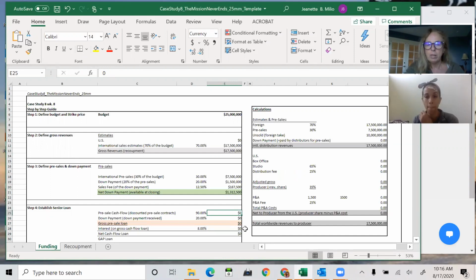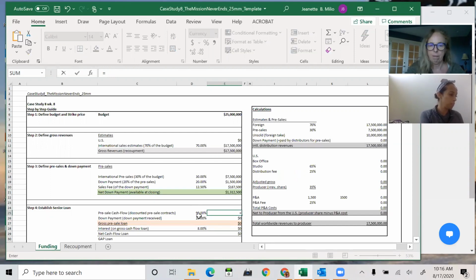Okay, so when the bank only gives us 90% of our pre-sales, it's 90% of $7.5 million, right? Gotcha, okay. So how much is that? Tell me what 90% of $7.5 million is. Equals.